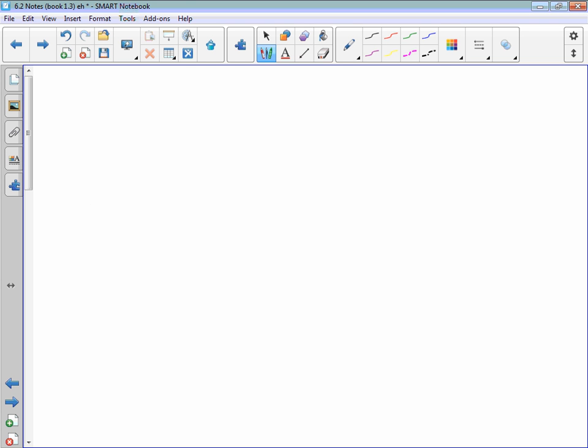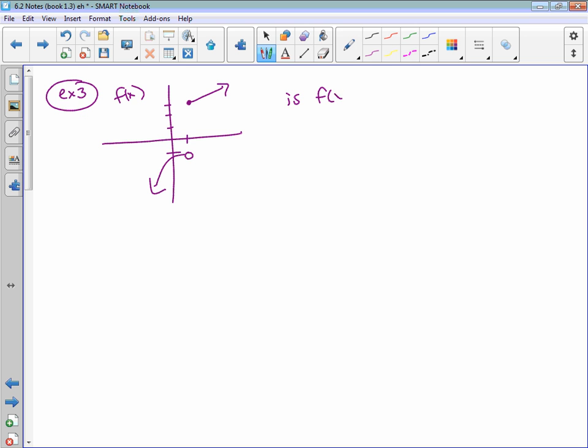Do you need one more continuity practice, or are we okay with it? Do you want one more or not? Okay, I heard one yes. We'll do one real quick. We'll make it a piecewise function. So is f of x continuous at x equals 1?